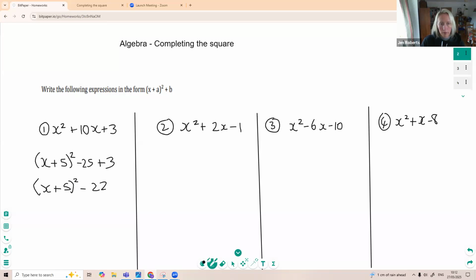Half of 2 is 1. 1 times 1 is 1. So take off the 1. Got another subtract 1 here. So it simplifies to (x + 1)² take away 2.